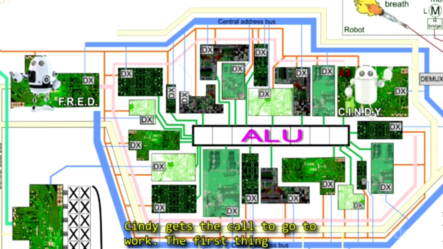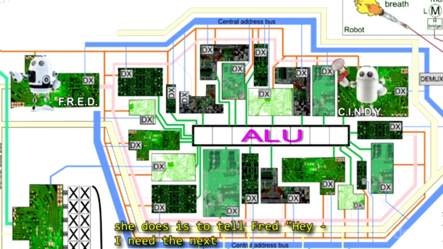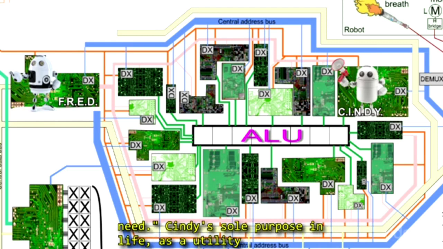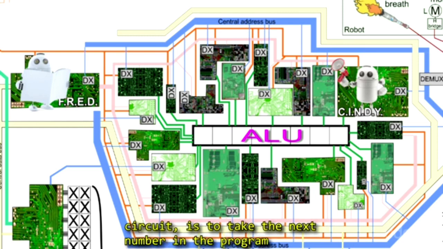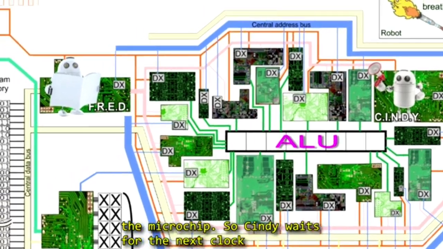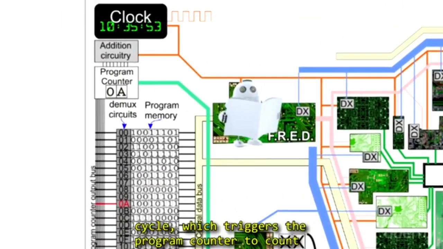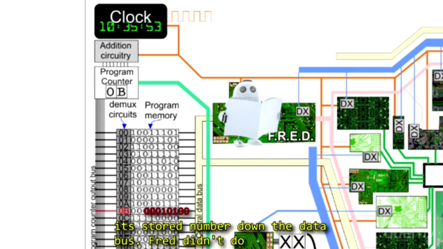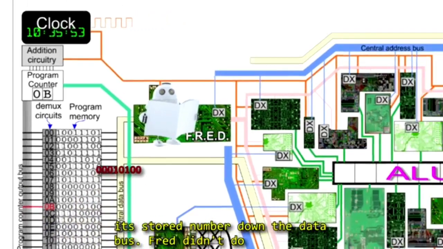Cindy gets the call to go to work. The first thing she does is to tell Fred, hey, I need the next number in the program. It's going to be the data that I need. Cindy's sole purpose in life as a utility circuit is to take the next number in the program and to store that number in another register, which happens to be connected to 8 pins on the outside of the microchip. So Cindy waits for the next clock cycle, which triggers the program counter to count up 1, connecting the next memory location to send its stored number down the data bus.